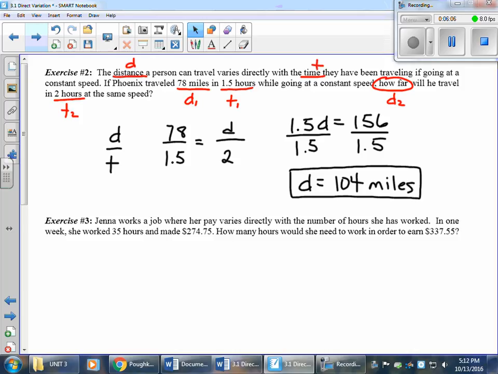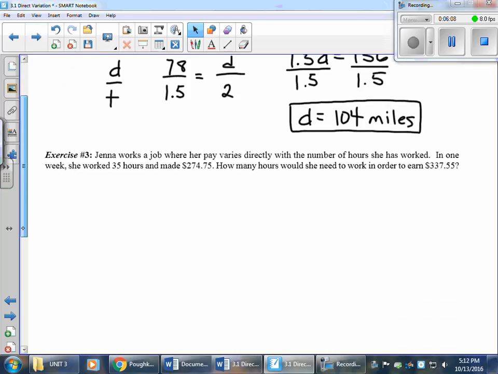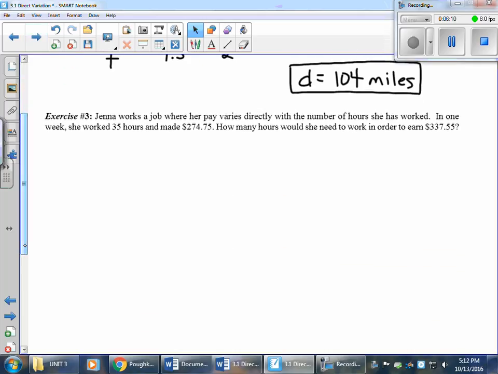So looking at exercise 3, Jenna works a job where her pay varies directly with the number of hours she has worked. In 1 week, she worked 35 hours and made $274.75. How many hours would she need to work in order to earn $337.55? So again, this is where annotating really comes into play. Jenna works a job where her pay varies directly, so we have pay and we have hours.